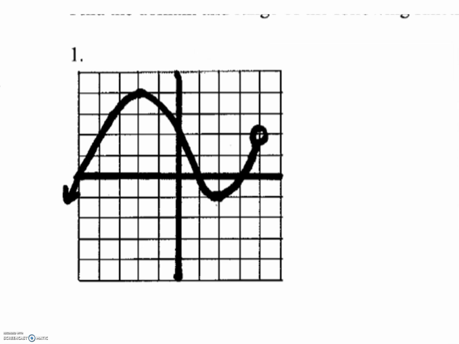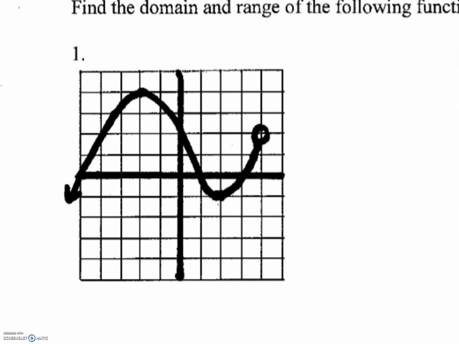So I'm going to zoom in on number 1. So first thing I'm going to find is my domain. To find my domain, the first thing I'm going to look at is, can you draw this without picking your pencil or pen up? Yes, so I can draw that without picking my pencil or pen up. So that means I'm going to work left to right.